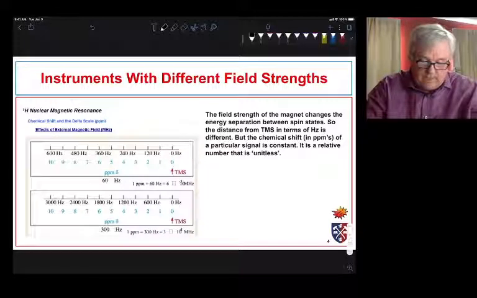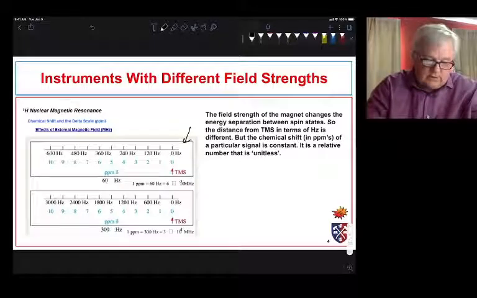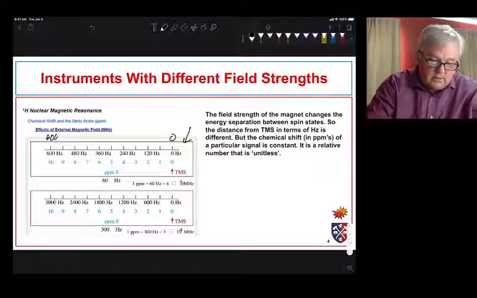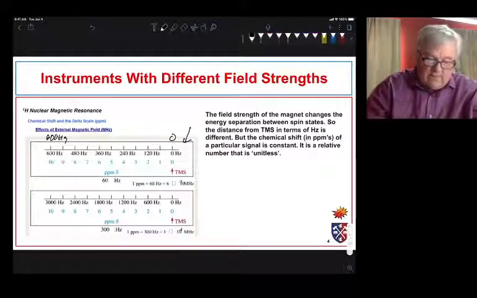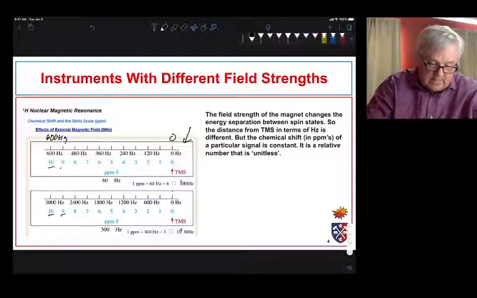60 megahertz machine, our scale from 0 to 10 ppm goes from 0 to 600 hertz in the difference. If we have a 300 megahertz machine, our scale goes from 0 to 3000 hertz. But notice that the chemical shifts are the same.